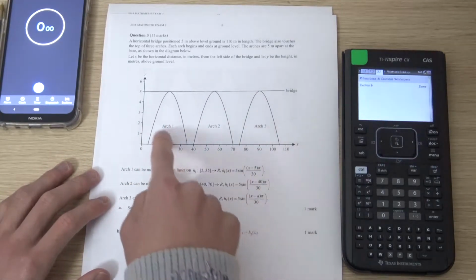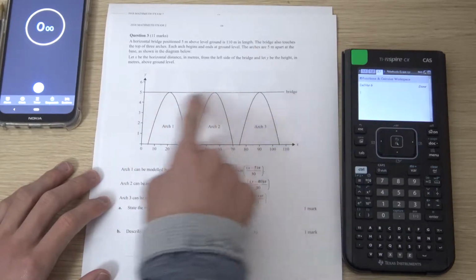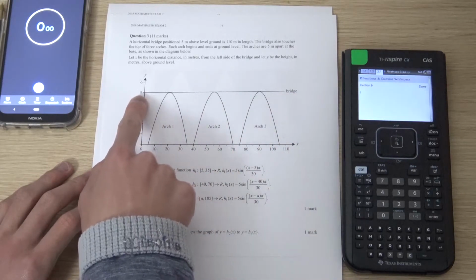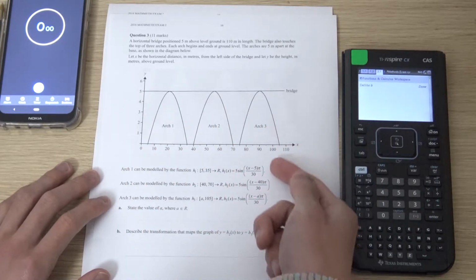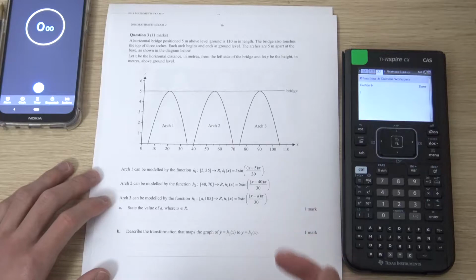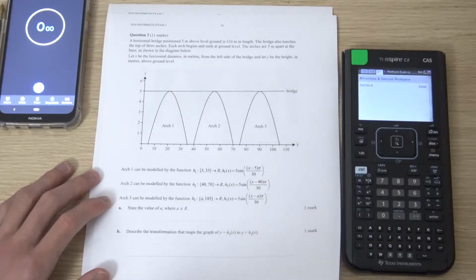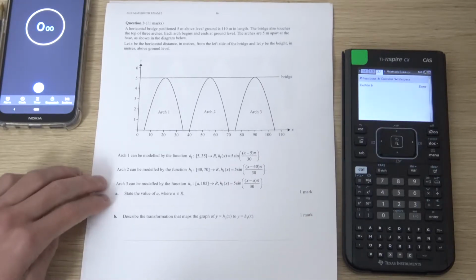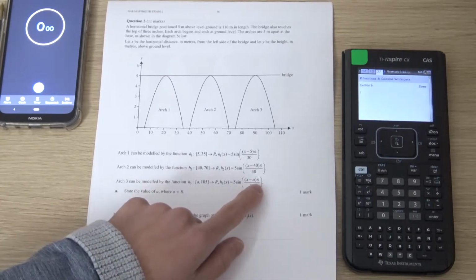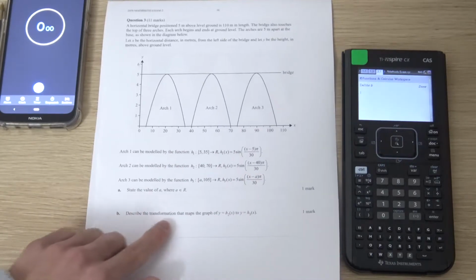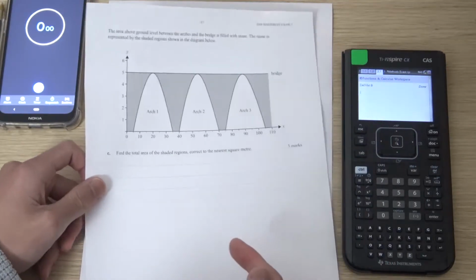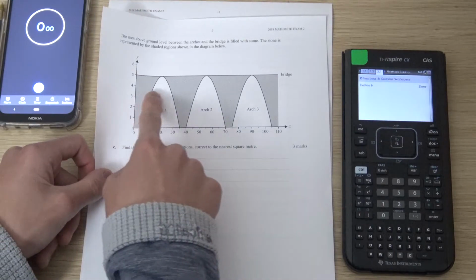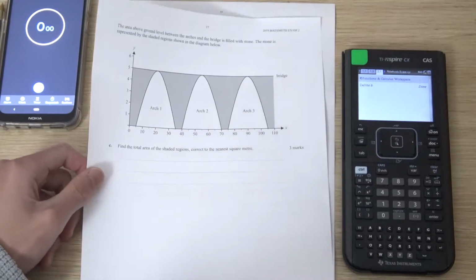The setup is just this bridge right here that we have as a straight line at y equals 5, and then we have these 3 arches. And if you look at these equations right here that describe the arches, they're basically the same thing, just translated over. So the first page we have state the value of a, we can figure that out quite easily, and we have to describe the transformations between 2 of the arches. And if you look on the next page right here, this is an integration question. So it's just finding this area right here, that's not too bad to do.